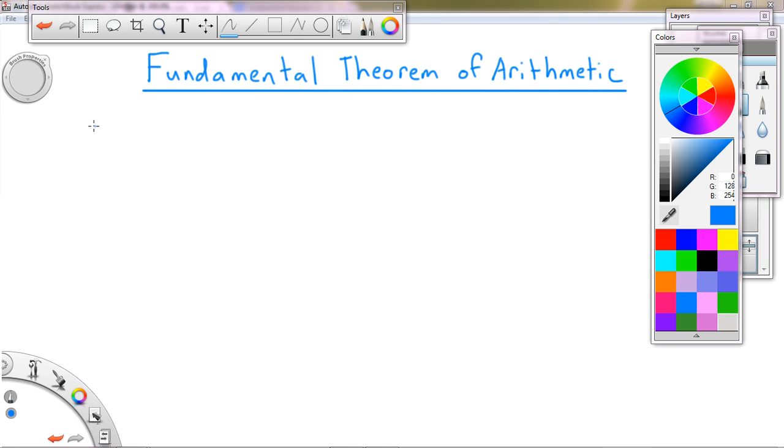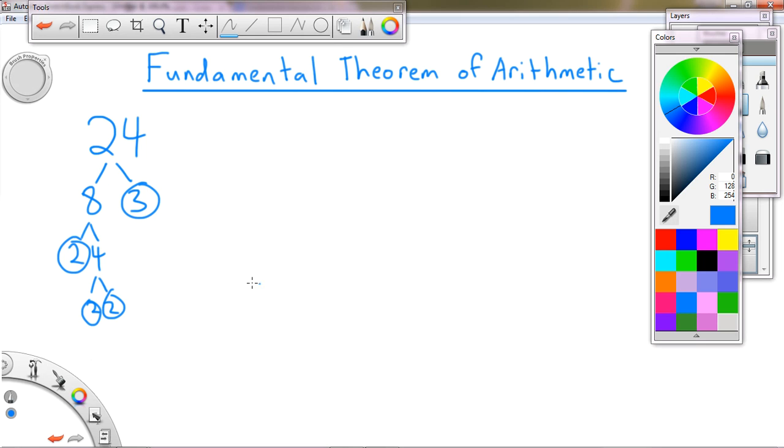Okay, so if I have a number like 24, this number is not prime. So I can write this as a product of prime numbers. Let's do a factor tree: 8 times 3, 8 is going to be 2 times 4, and 4 is going to be 2 times 2. So here are my prime factors. So I know that 24 is equal to 2 times 2 times 2 times 3, three 2's times 3.